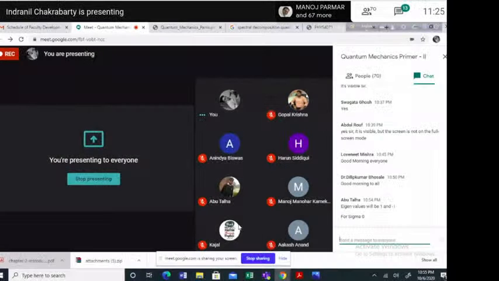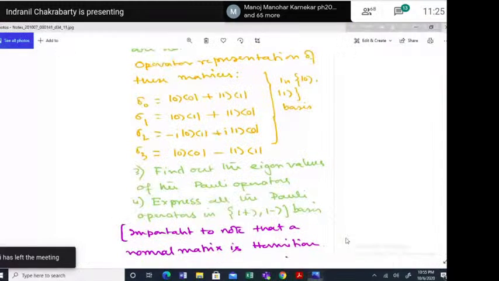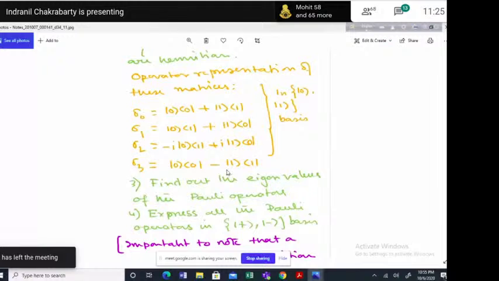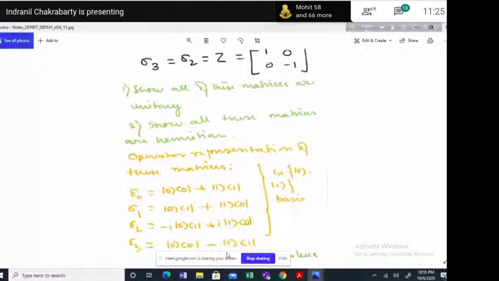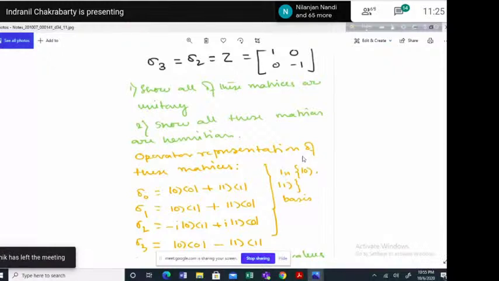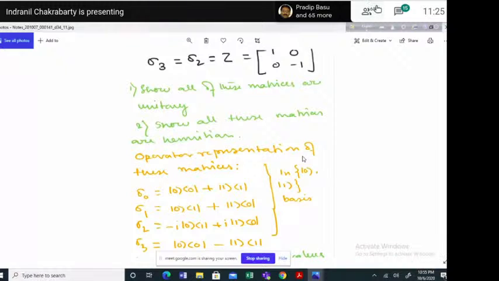But this is an exercise where you can check. It will give you confidence in operating different types of things in quantum mechanics. So you can check all these matrices are unitary, and also all these matrices are Hermitian. And I am also asking you, this is the exercise that I want to see.